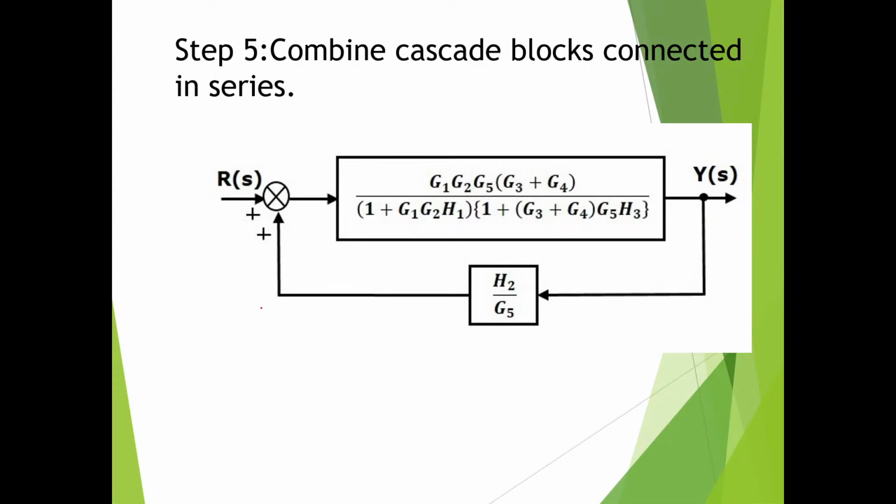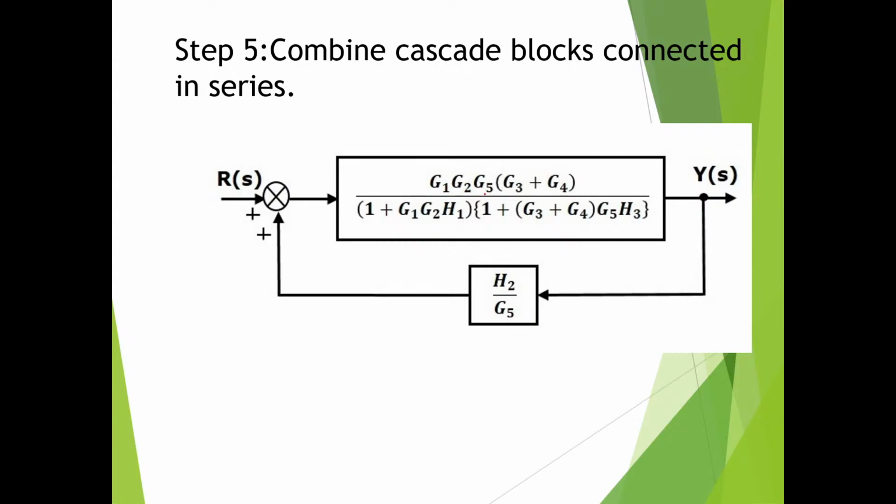Simply you have to multiply what? Gain values. For combining the cascade blocks, you have to multiply the gain values. Completed? Okay, very good. If you multiply the gain values, what do you get? G1 into G2 into G5.